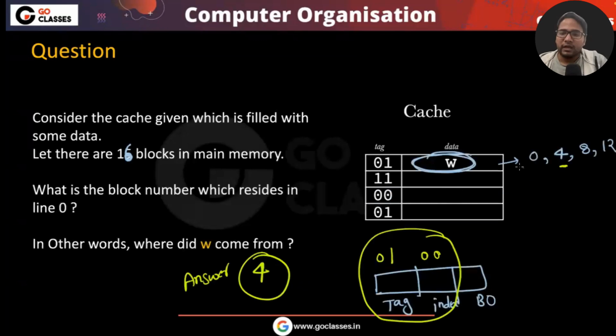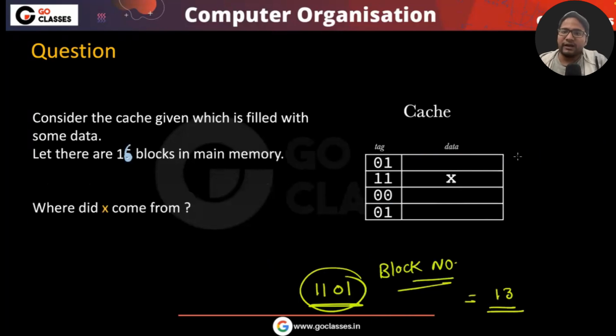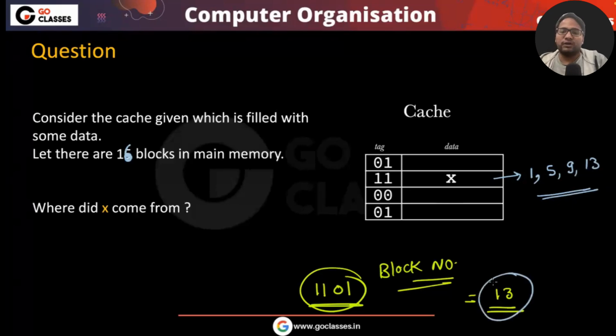Similarly here, it can contain data from which blocks? Block number 1 plus 4, you do plus 4 because it is repeating with 4, which means 5 plus 4, 9 plus 4, 13, right? It can contain data from 1, 5, 9, 13, but currently it is containing from 13. How did you tell me? Using the tag, right? That's why tag is very, very important.